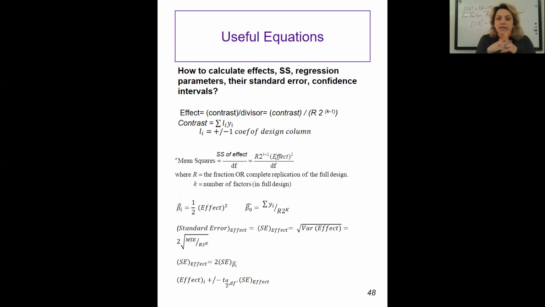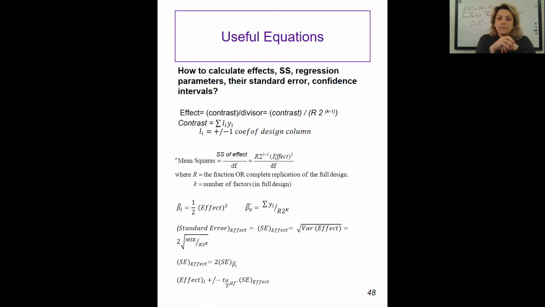For the effect, we would say it's contrast divided by divisor. So contrast divided by R times 2 power K minus 1. For contrast, we would say sum of Li times Yi. Li is the positive and negative one, the coefficient of the design column. When you have your design table with all of those negative and positive ones, those are the Li, multiplied by the Y.